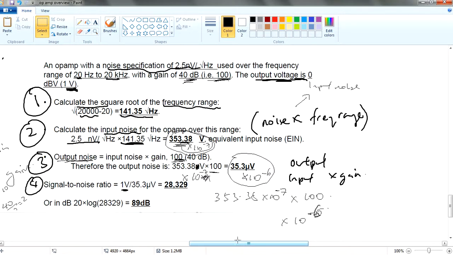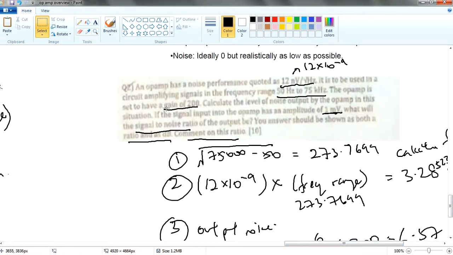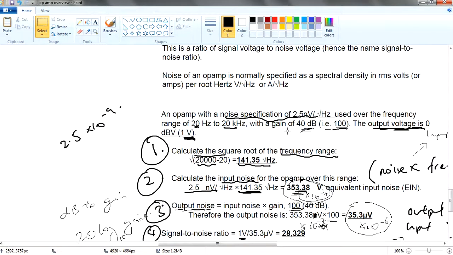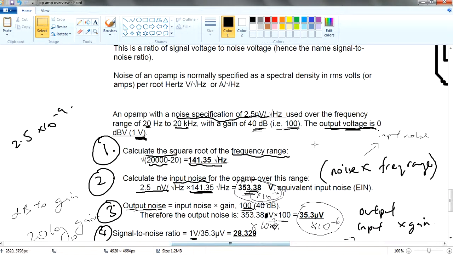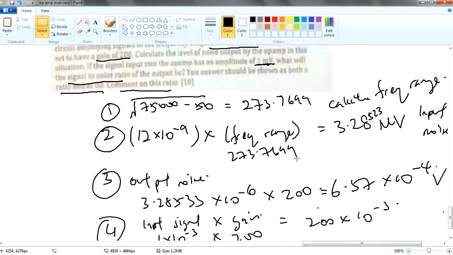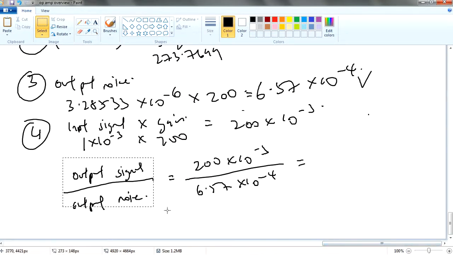Output noise. Okay. So in this case, as you can see, this is the signal input. So you also have to find your signal output. In the previous example, they already gave you a signal output. So this is why it's a very important thing. And with this, it is all output signal divided by output noise. So you have to remember this formula, the output signal divided by output noise.